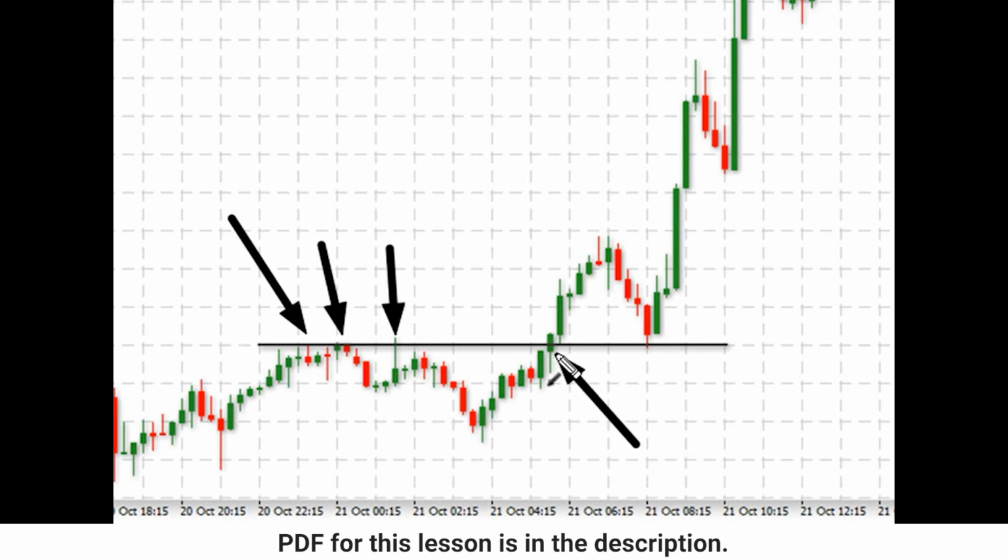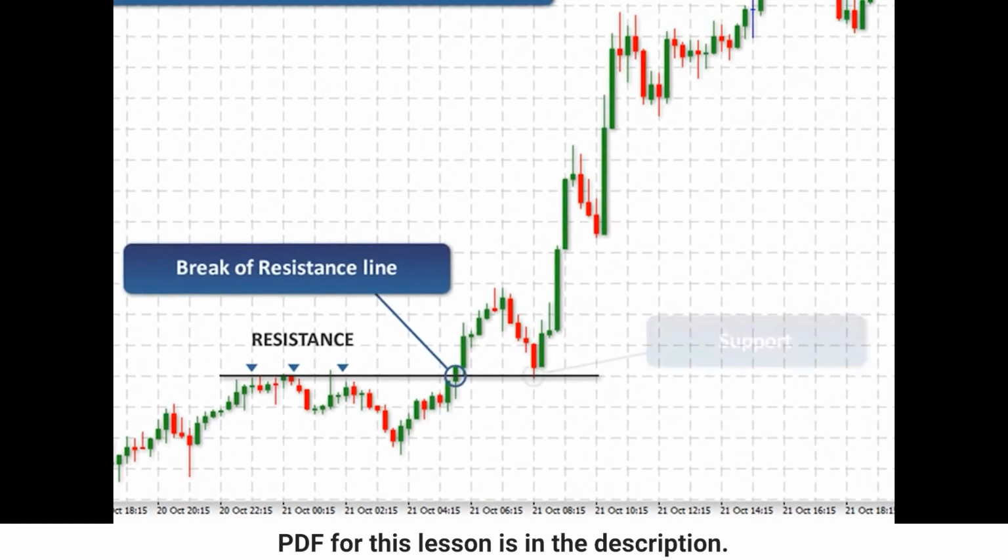We then get a break of this line. Now, if the line is above price, then it is resistance. When price breaks the resistance line and tries coming back down, we get support. Price cannot break back down and bounces off it and carries on going up. So the resistance line is broken and we get support when price tries to come back down and break below it but cannot. It bounces off and carries on moving upwards.